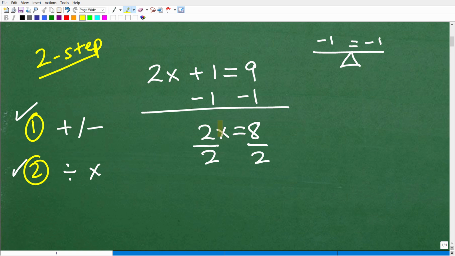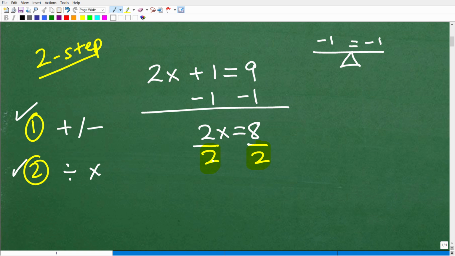Okay, so if you don't understand what I'm doing here with these basic one-step equations, you want to review my other videos on one-step equations in my pre-algebra playlist on my YouTube channel, or just sign up for my pre-algebra or algebra course. So now I'm going to divide both sides of the equation by 2.